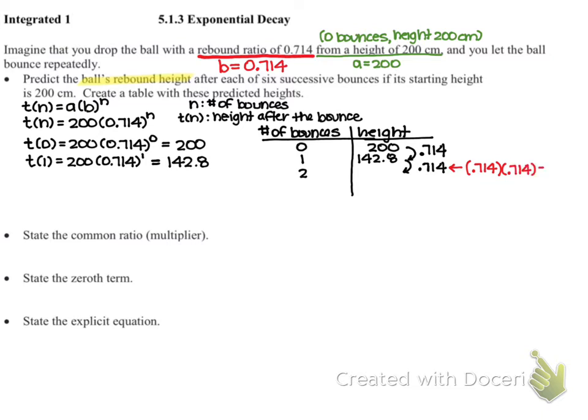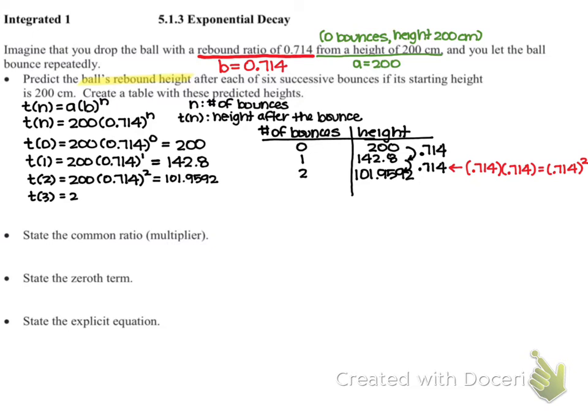But remember, exponents represent repeated multiplication. So I can take my 142.8 and times it by 0.714 and get 101.9592. I can get the exact same thing by plugging 2 into my equation. And I would like you to test it out. So actually plug this into your calculator, and you will see we get 101.9592. And then we continue.